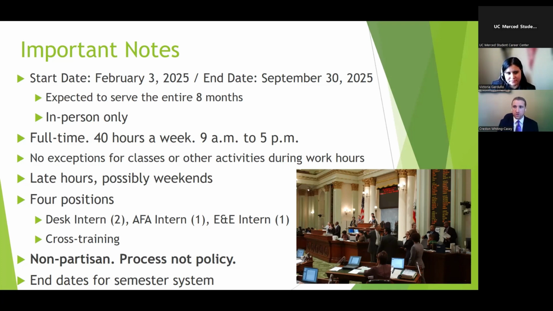I know for UC Merced, I just want to highlight that because if you're going to be a part of our program, you're basically going to be moving here and working here. It's a full-time position, basically. We also don't offer any exceptions for classes or other activities during work hours. There also is potential for late hours on any given day and weekends, but we'll let you know ahead of time when those situations exist. There are 4 positions we're offering, 2 desk interns.